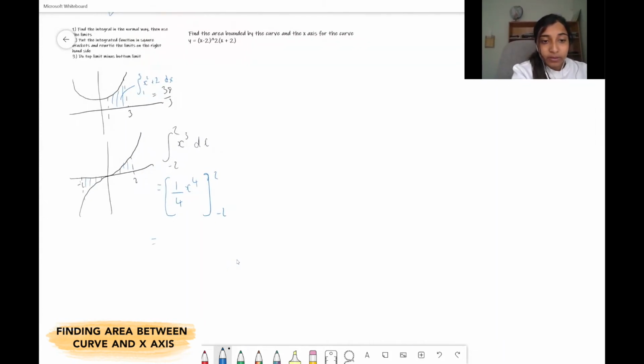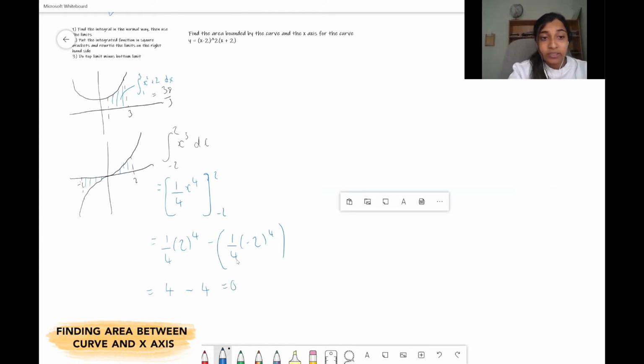And that would just be a quarter times 2 to the power 4 minus a quarter times minus 2 to the power 4. And this would be equal to 4 minus 2 to the power 4, that's 16 over 4. So that would also be equal to 4. So therefore you'd get 0.